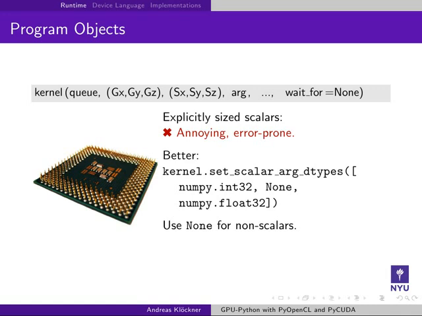Now, of course, this whole explicitly sized integer and float business is kind of annoying because it's something you have to remember to do every single time. So there's a way to avoid that by telling PyOpenCL upfront about the data types of the scalars that it expects, so it'll do the casting for you. That way you avoid forgetting or casting to the wrong type and getting mysterious crashes. And if you're passing non-scalars, just pass None for those.